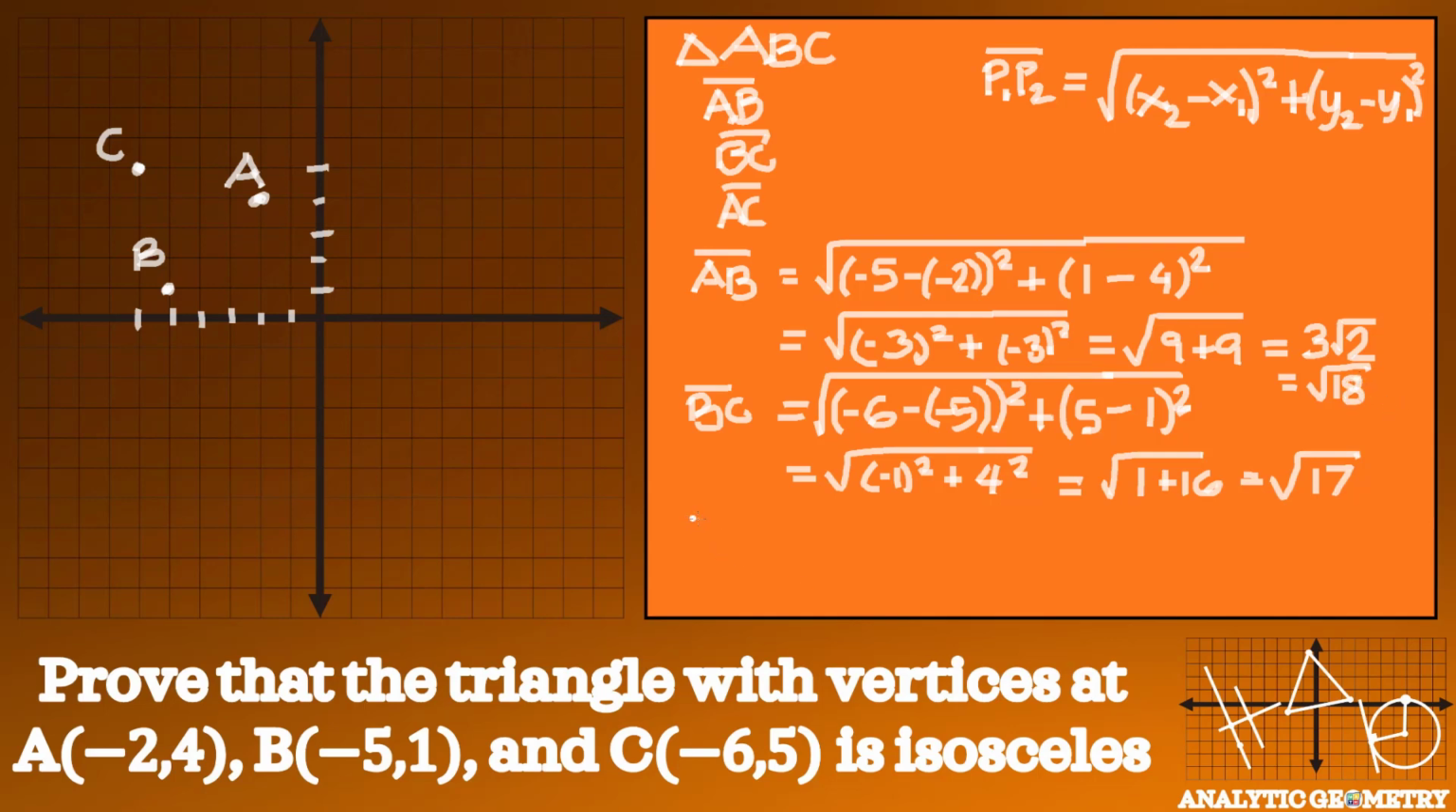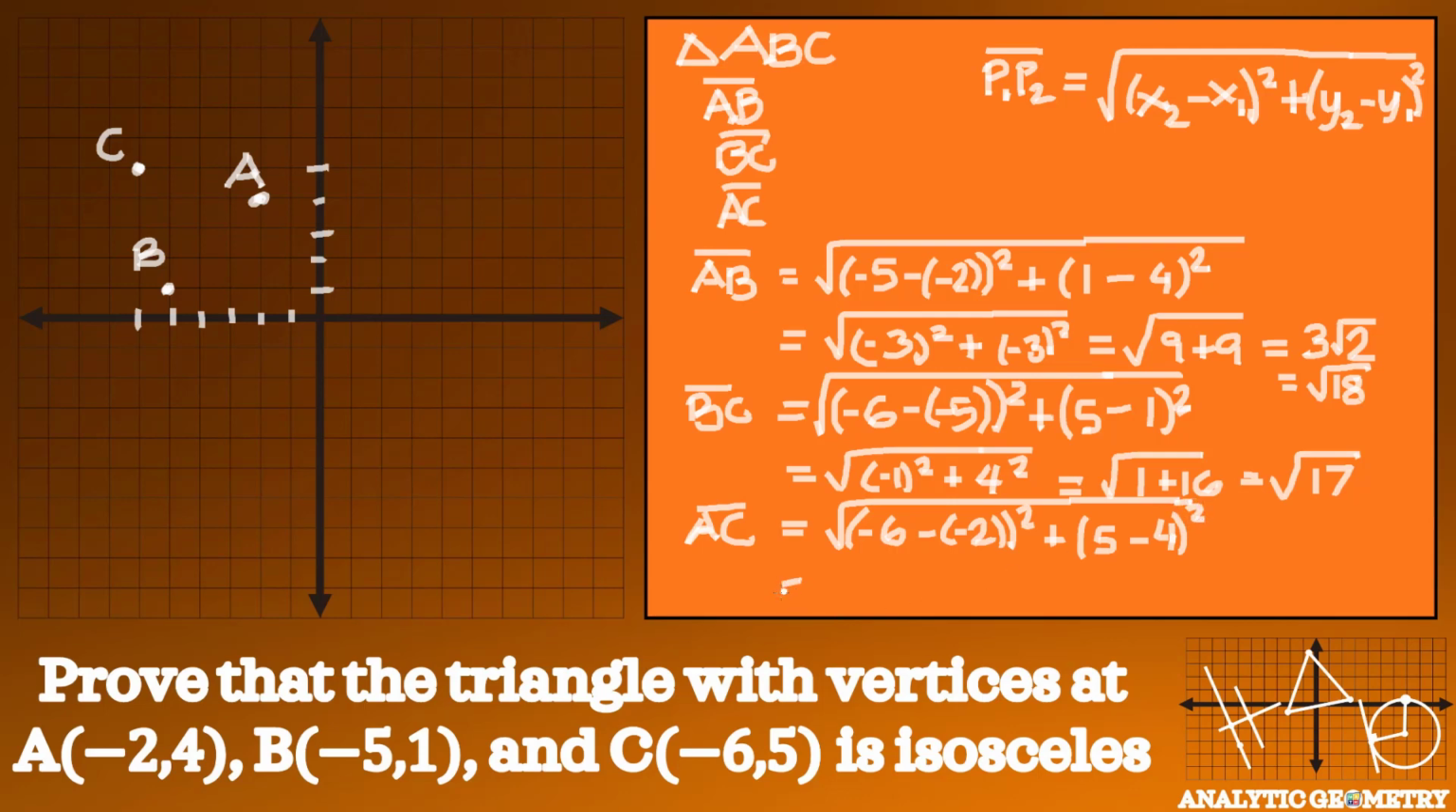So we still need to verify the last line segment, or the distance between vertices A and C, and let's see if this could be similar to either of the two. Let's pick C as our point 2. So you have negative 6, enclosed in parentheses, minus your x sub 1, which is negative 2. You square that, plus your y sub 2 is 5, and you have minus 4, that's the y coordinate of your A.